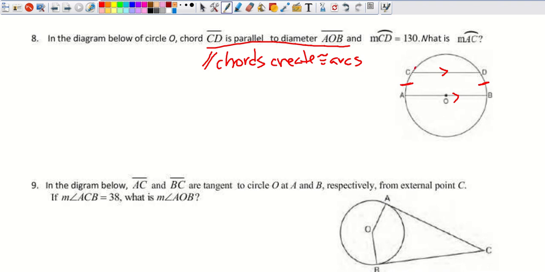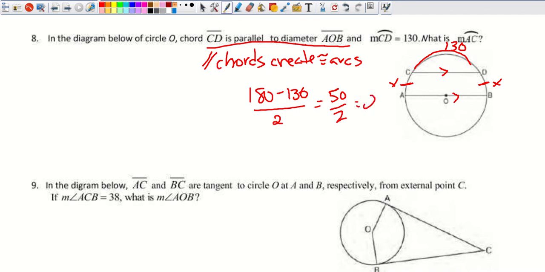So if CD, which is this arc, is 130, then these two arcs have to add with 130 to form that half semicircle, which is 180. So it's just 180 minus 130, and then divided by 2. All right, so this is 50 divided by 2, which is 25. So the measure of arc AC is going to equal 25 degrees.